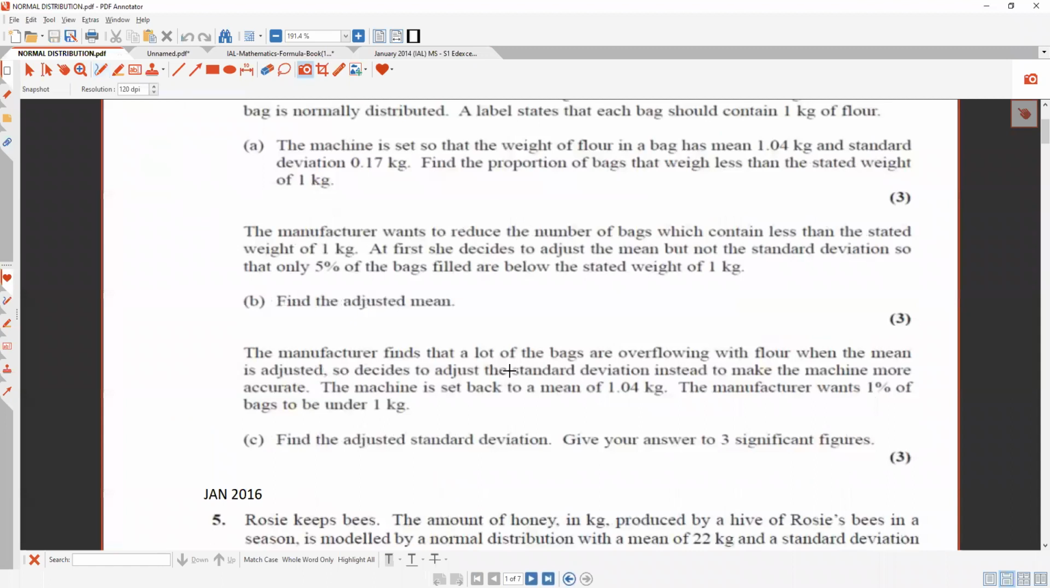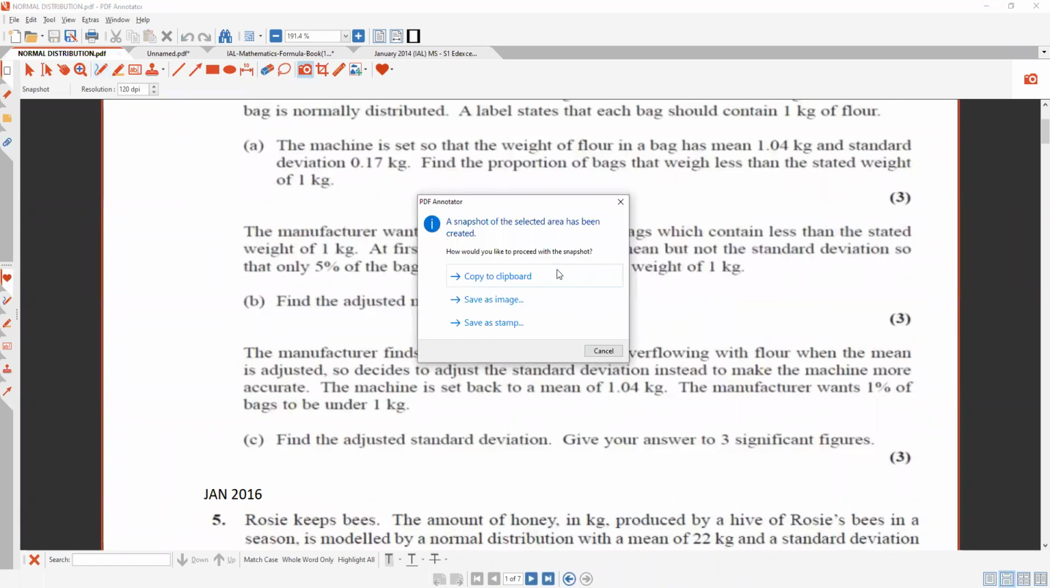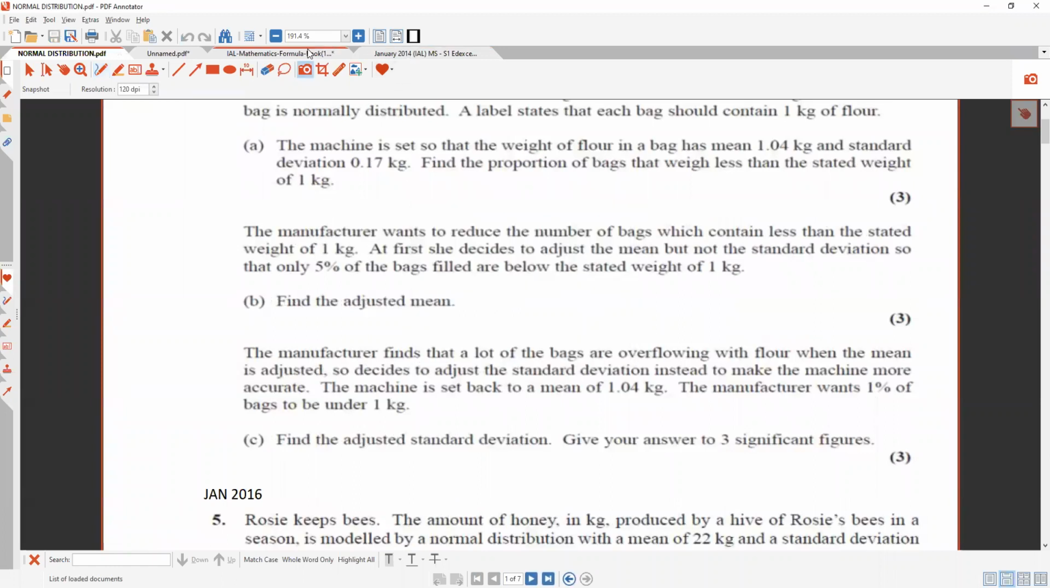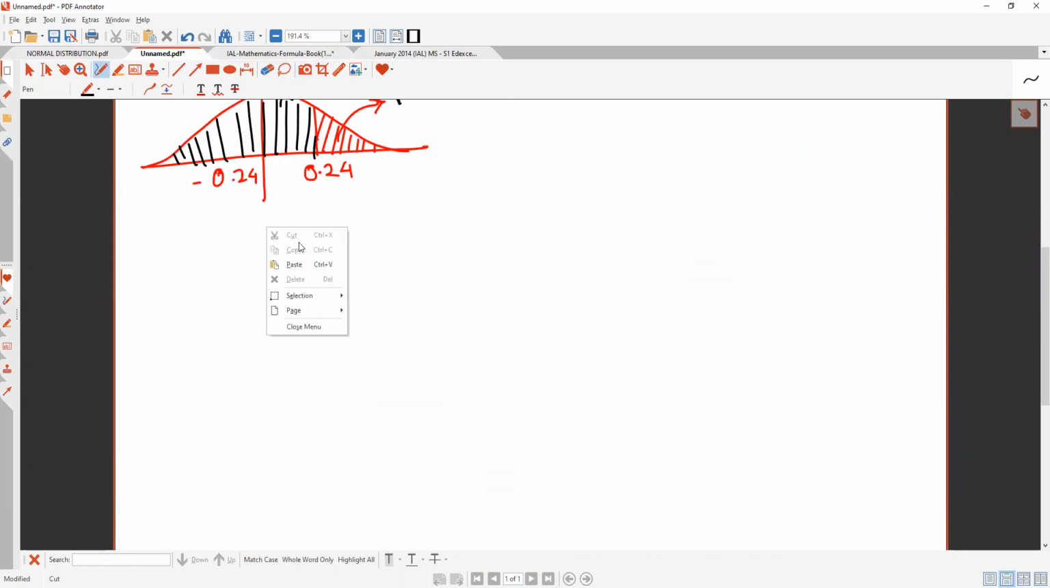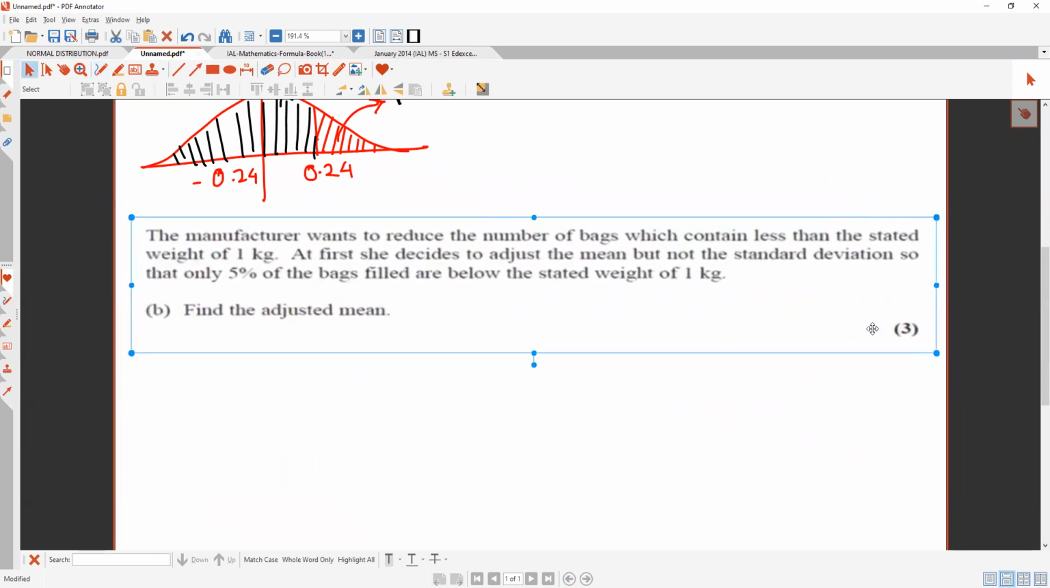Fine. Now I'll give you guys a chance on the next one. You know what? Next one even let me do. I feel like you guys will not be able to do it. Okay, so let's go to the next question. B part. Now the manufacturer wants to reduce this probability. Because 0.40 is a very high probability, to be honest.